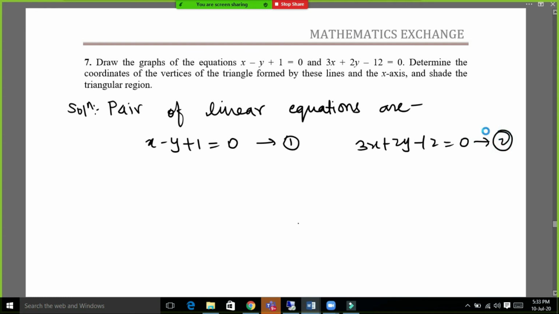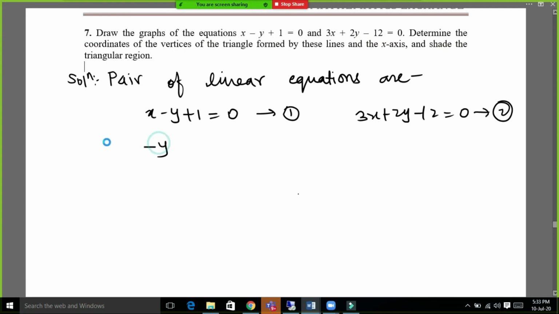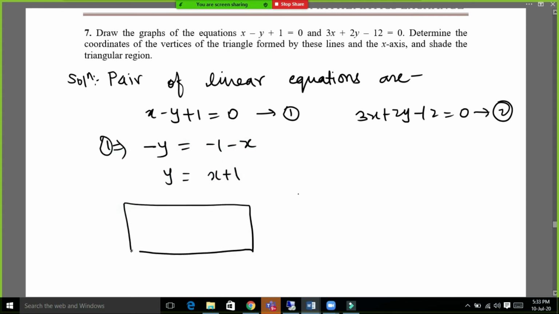Now we have to form the coordinates of x and y. So from 1 we get minus y is equal to minus 1 minus x, so y is equal to x plus 1. In the table we represent the values. It's a simple equation, so we directly represent it in tabular form. For x is equal to 1, y is equal to 2. And for x is equal to 2, y is equal to 3.